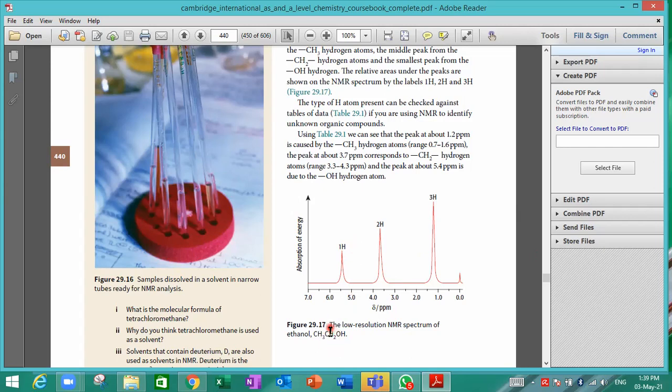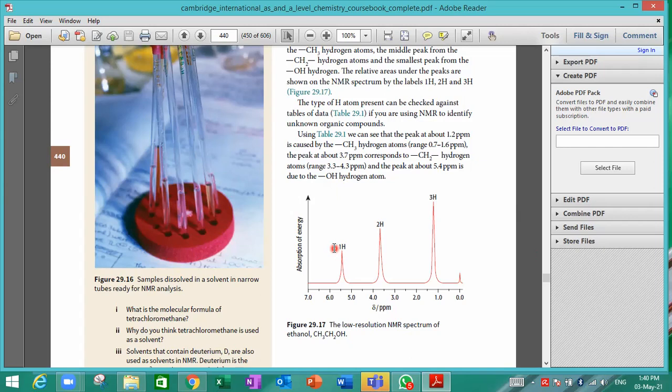If we have a CH2 that is bonded to an OH or to an oxygen, then it appears in the range from 3.3 to 4.3, like this one. If we have an OH, then the hydrogen is bonded to an oxygen, it will appear in the range of 5.4 parts per million. So you have a table in your data booklet that shows you every species would be present at which chemical shift in parts per million.